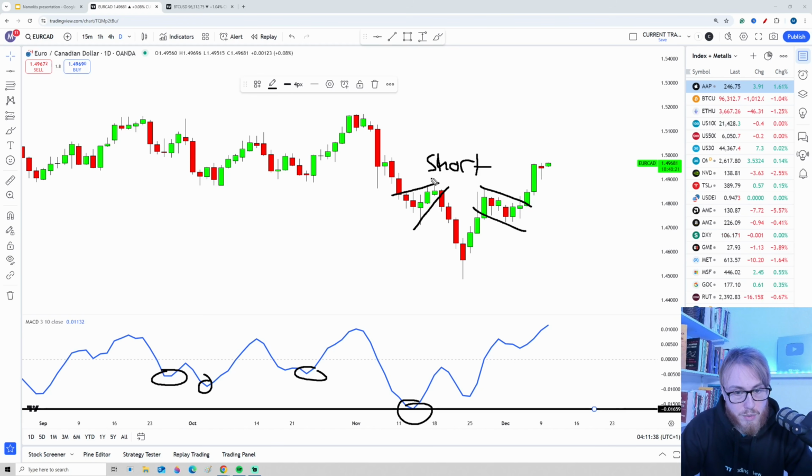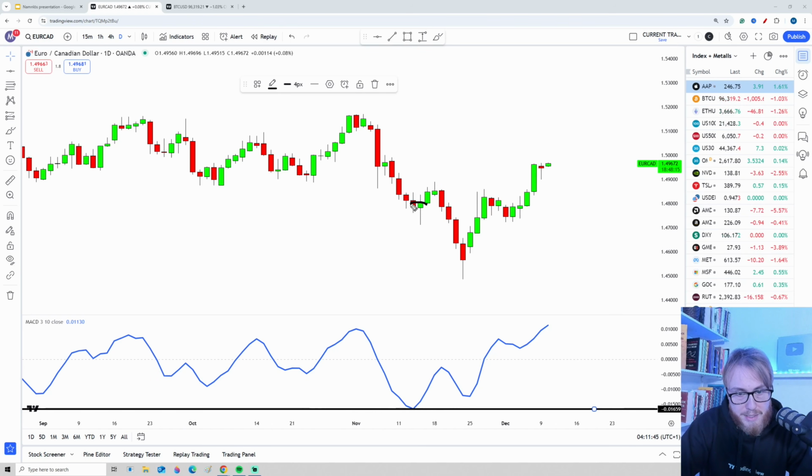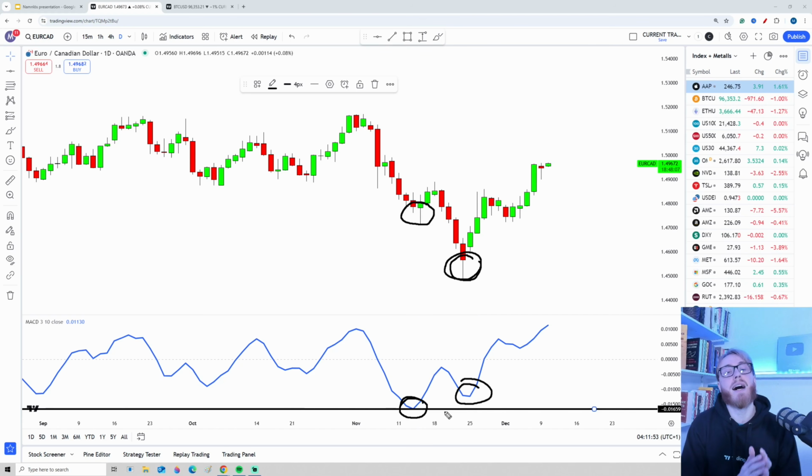Another thing I want to notice about this chart is that here you can see that the price printed a low right here, and here we had the very deep low, but then we printed a lower low while the MACD printed a higher low. So here we had the price going in one direction, and the MACD going in the opposite direction.